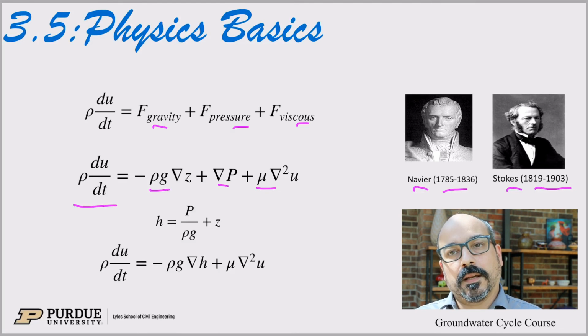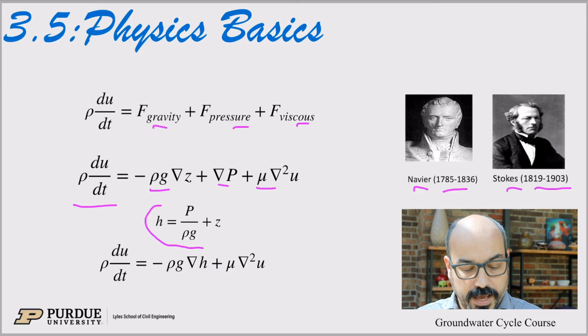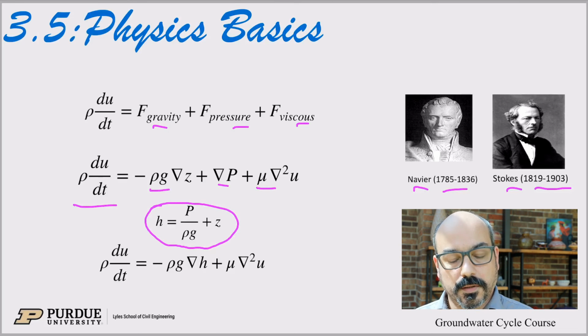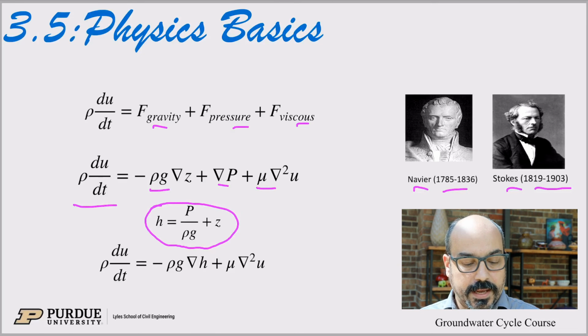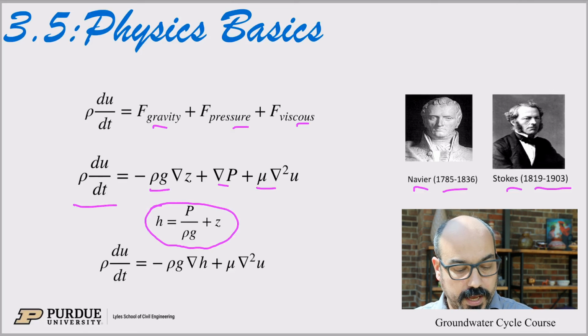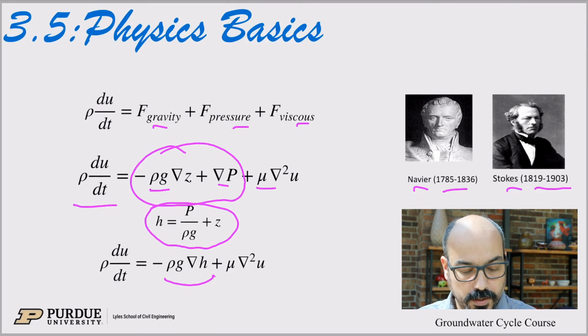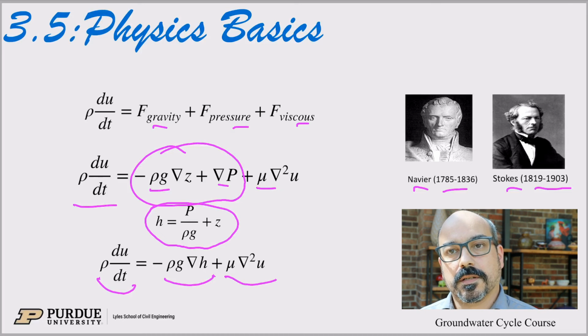So again, what's important here is that we have gravity, pressure, and viscosity going on. Now, reminding us of the definition of a head, that we did a lecture on before. So writing the head as the pressure head plus elevation head, we can replace those two terms with a head term, and write that the accelerated mass equals the change in head, basically, and some viscous component. Okay, so this is the Navier-Stokes equation.